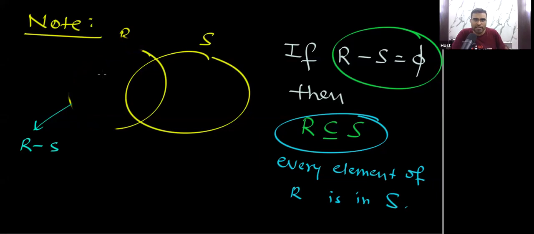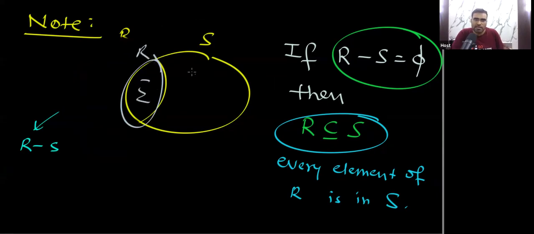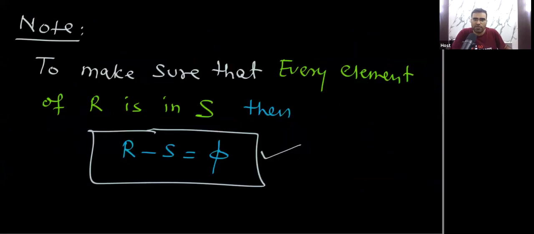Means there is no element here. If there is no element here, then this is your R. Now you can see R is a subset of S. You can easily see R is a subset of S. Okay, so I hope all these points are clear to everyone.